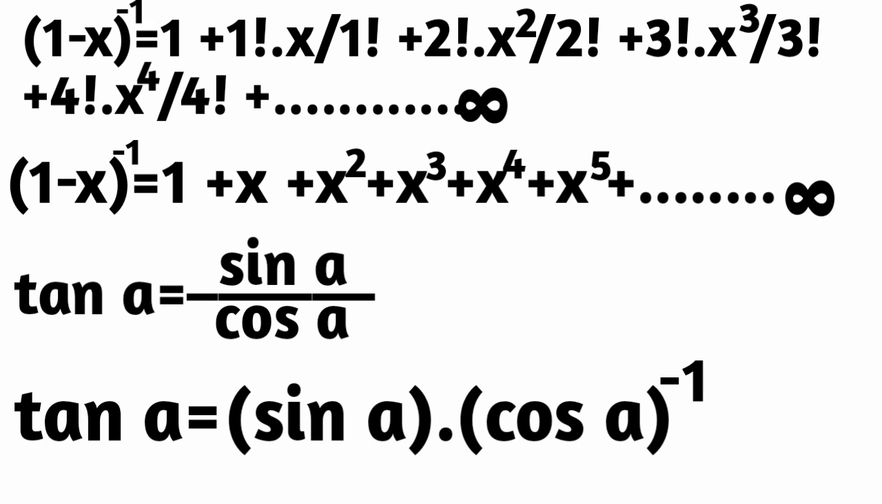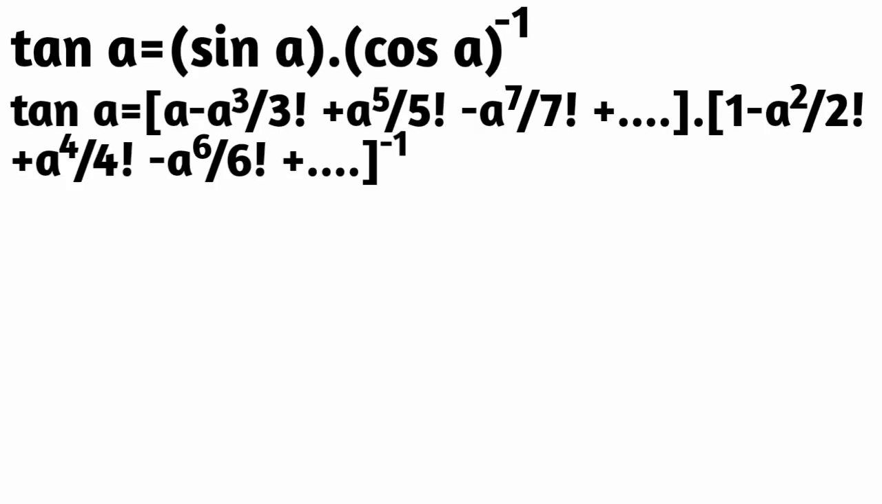Now this expression will become very clear when we put in the values of sin alpha and cos alpha and simplify further. By putting the values of sin alpha and cos alpha, which we proved in the previous video, into the expression of tan alpha, it looks like this. The first term is the sin alpha term and the second term is the cos alpha term with power minus 1. And now we have to change the second bracket into another form.